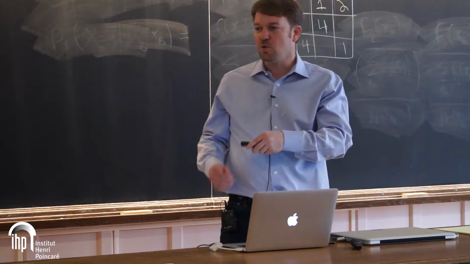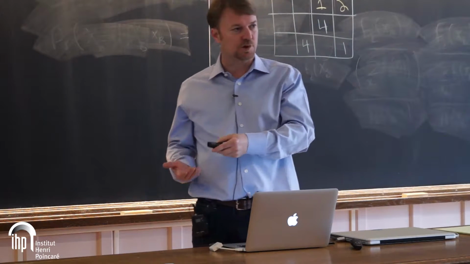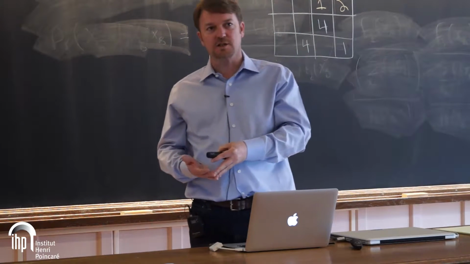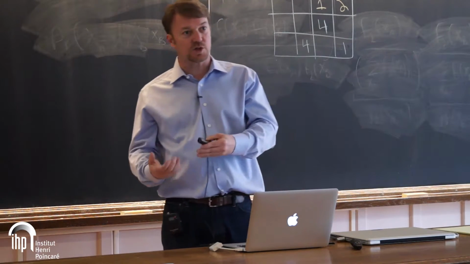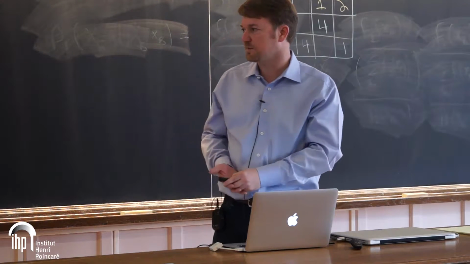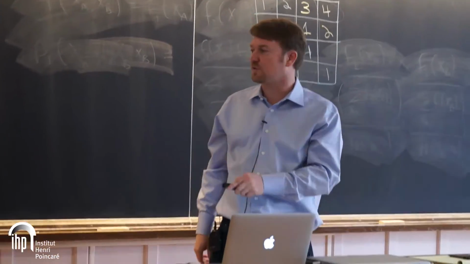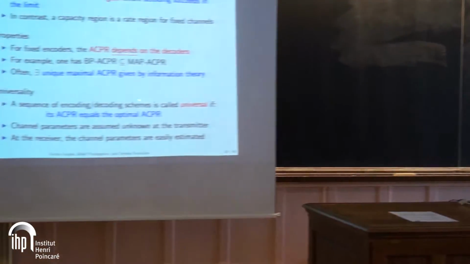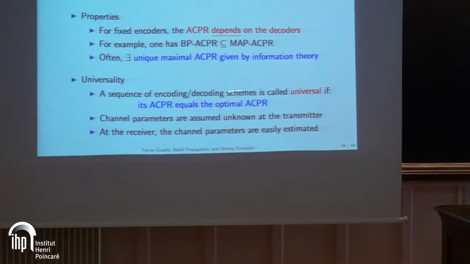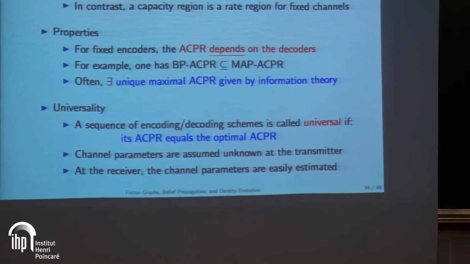What I know is that low complexity decoding like belief propagation is always going to be worse than optimal decoding like MAP. But sometimes there's even a maximal region where I can succeed given by information theory. Ideally, we'd like to achieve that maximal region, and that's what we can think of as our capacity region. I'm going to use a very strange definition of universality here, attuned just for this problem. A sequence of encoding and decoding schemes is called universal if the region of parameters for which it succeeds equals the largest one that's possible from information theory. That's a nice thing to get, so we'd like to have that.